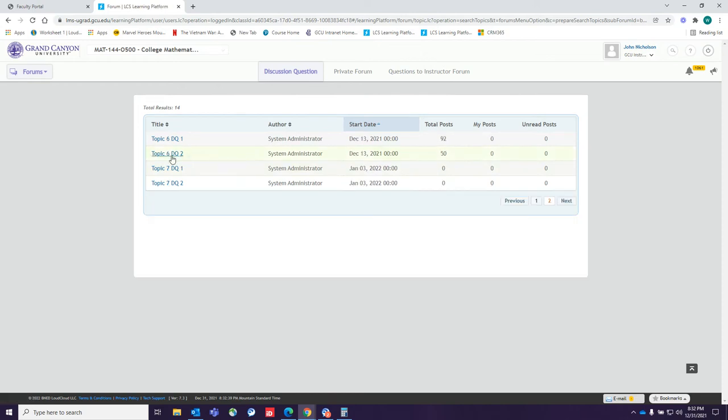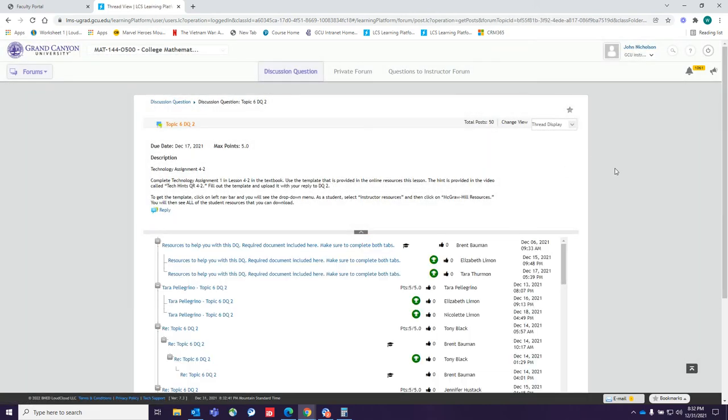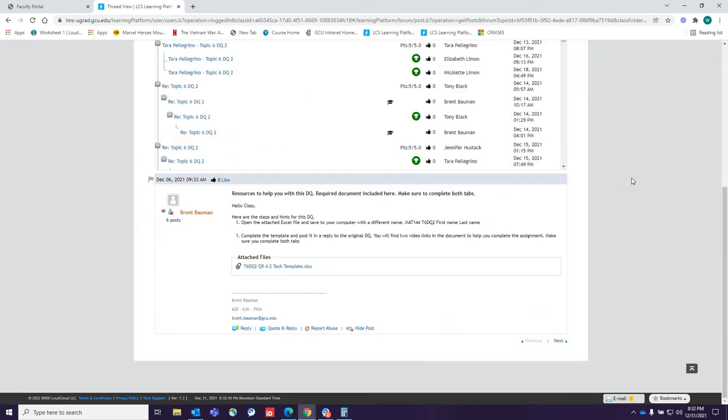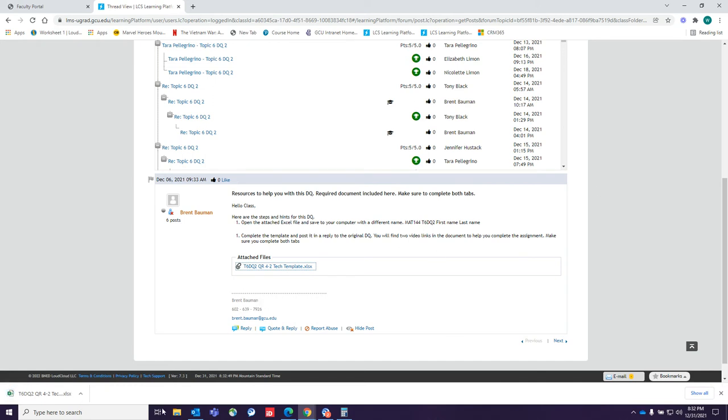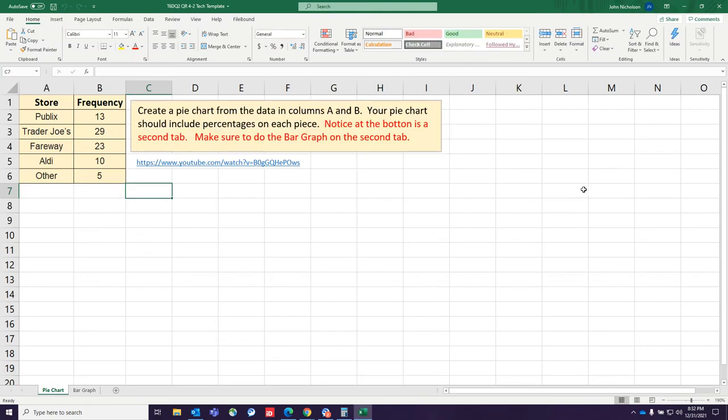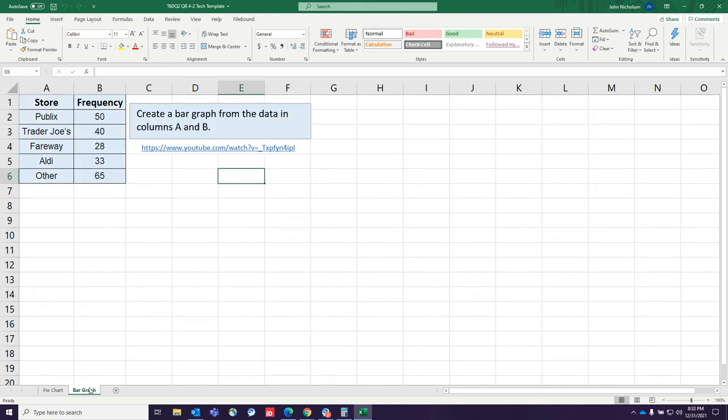Okay, the second DQ for topic six, week six, is DQ tech template 4.2. Again, the substitute posted here. I do it in a breakdown a little bit further down, but it also is in the resources folder in ALEKS. These are very quick, just graphical questions on constructing a pie chart and a bar graph.